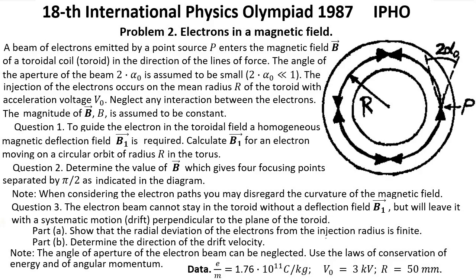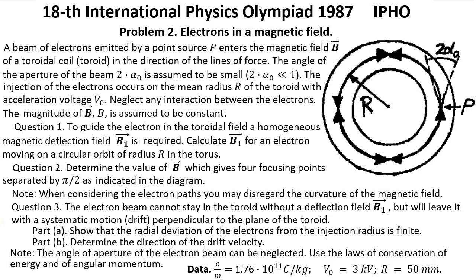Question 3. The electron beam cannot stay in the toroid without a deflection field B1, but will leave it with a systematic motion, drift, perpendicular to the plane of the toroid. Part A. Show that the radial deviation of the electrons from the injection radius is finite. Part B. Determine the direction of the drift velocity.